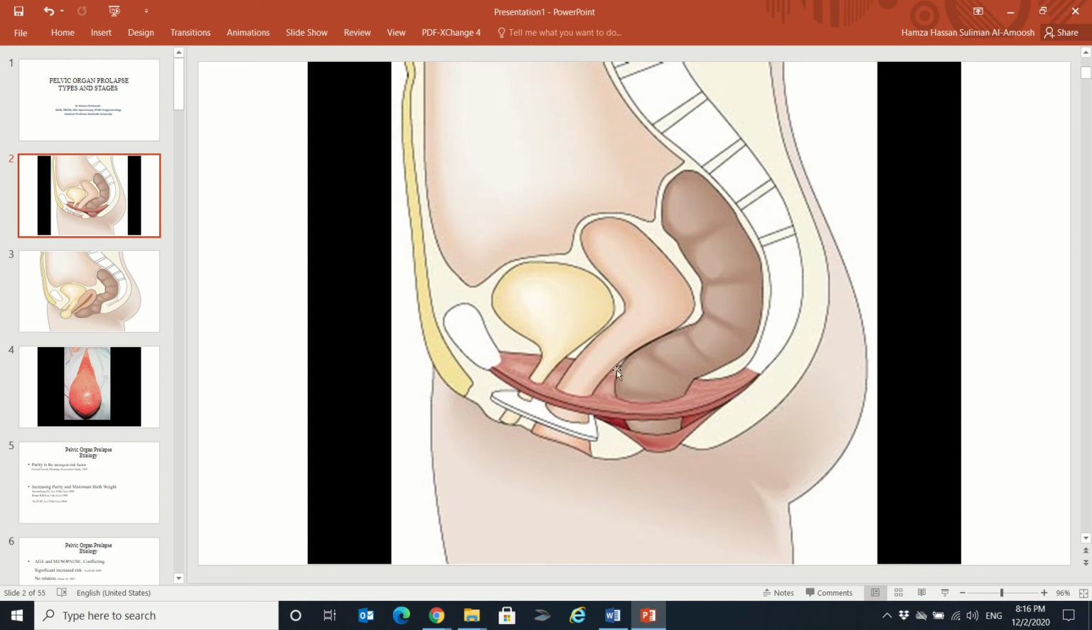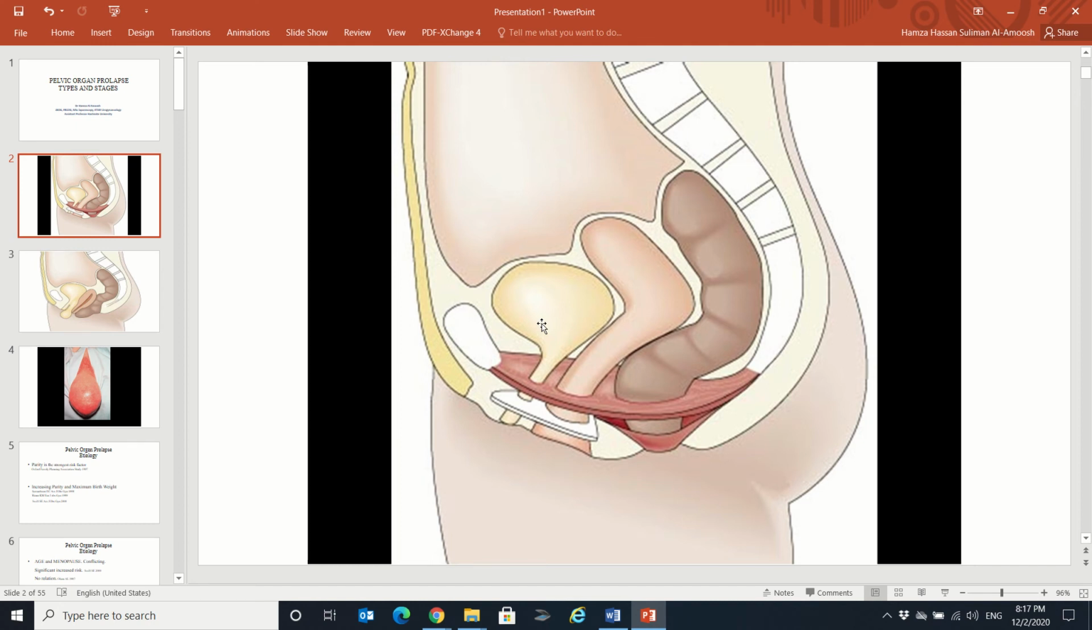Now, if we want to stage this and use a simple rule, then any bulge which remains inside the vagina is stage 1 or grade 1. If the bulge reaches the hymen ring or the opening of the vagina, then it is stage 2. If the bulge goes outside the vagina, then this is stage 3. We'll talk more in detail about staging later in this lecture.